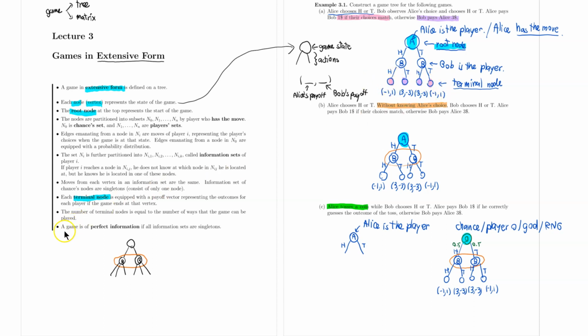And we say that a game is of perfect information, which means there is no secret in this game and everyone knows everything, if all information sets are singletons. So it's kind of what we have in the first scenario here. Everyone knows everything. There is no orange bubble. But you can see how for part B and part C there are orange bubbles. There are some secrets in the game. So these are not games of perfect information.